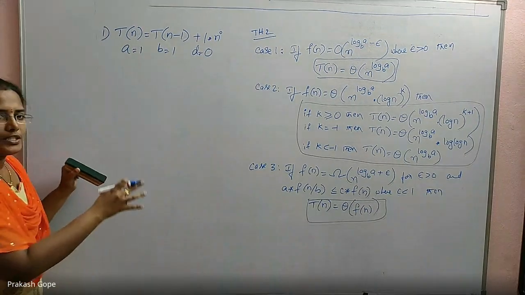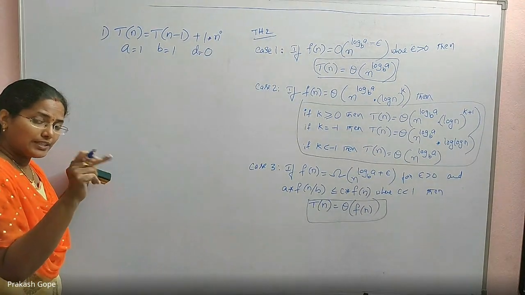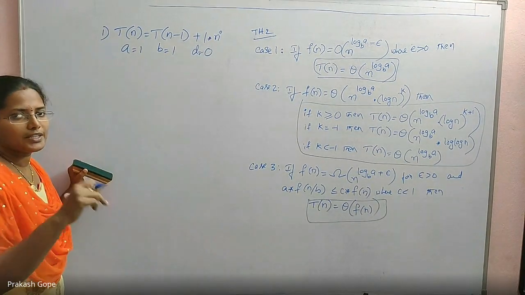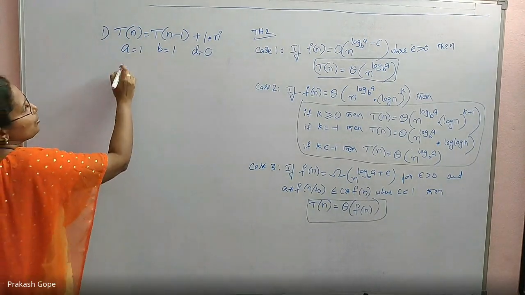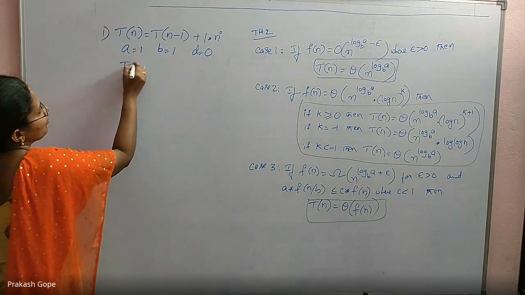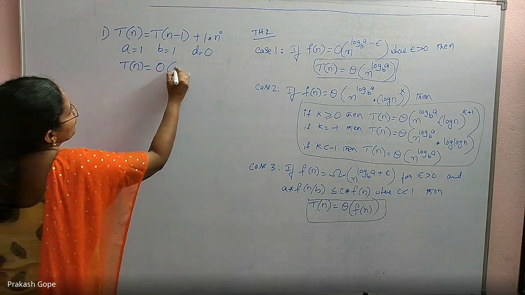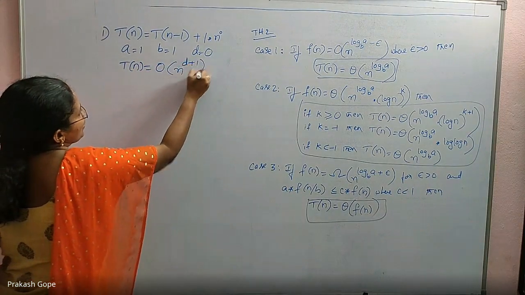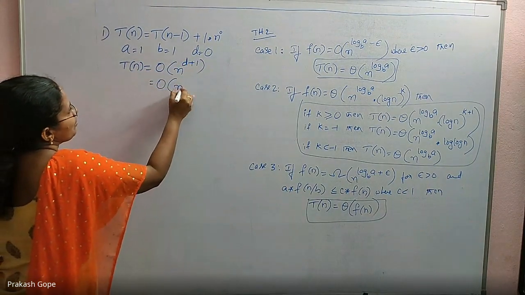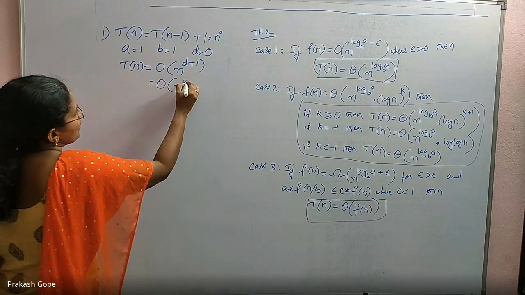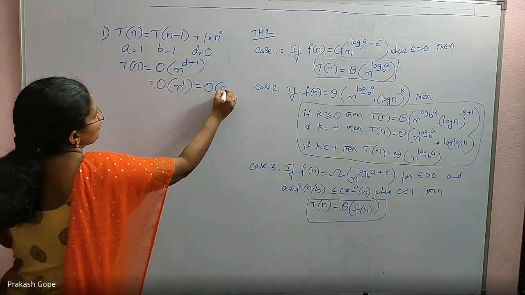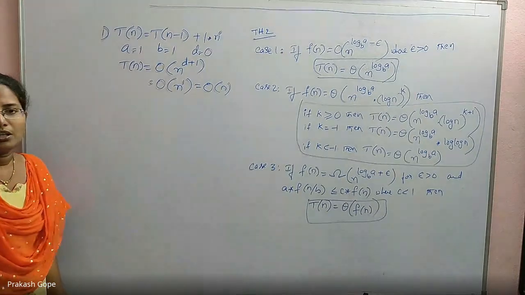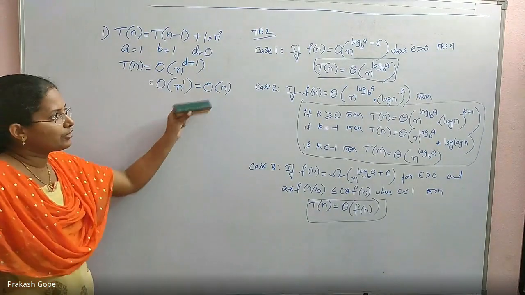Now, the formula for decrease and conquer is based on the a value: if a is less than 1, a equal to 1, or a greater than 1. It is a equal to 1. If a is equal to 1, the formula is T of n is equal to big O of n power d plus 1. Here d is 0, so 0 plus 1 is 1, which means big O of n. That's all. And we solved it by using recurrence relation, by the substitution method, and we got the same answer.